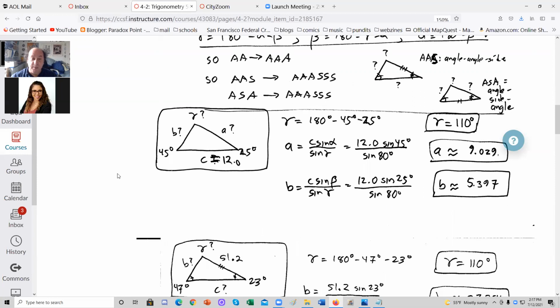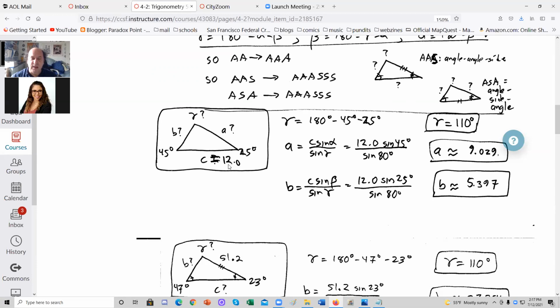So, for example, here's a triangle, and here's an angle alpha of 45 degrees. Opposite B is angle beta, 25 degrees. Between them is side C, 12.0 units. What is angle gamma? What is side A? What is side B? We have two angles, so we get the third by subtracting them from 180. So gamma is 180 minus 45 minus 25. After a little bit of calculation, that's 110 degrees for gamma.